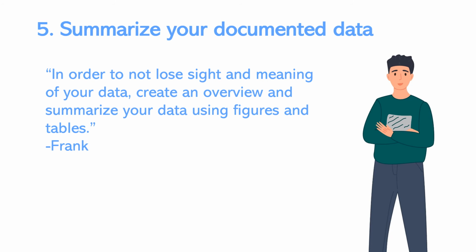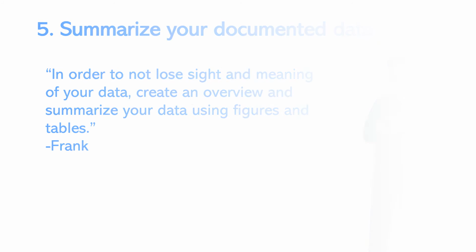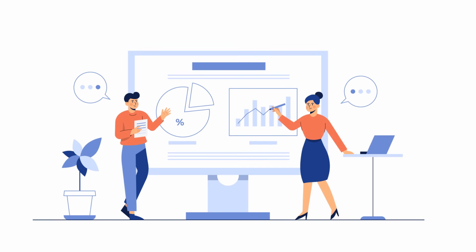Number 5. Summarize your documented data. According to Frank, in order not to lose sight and meaning of your data, create an overview and summarize your data using figures and tables. Summarizing your data regularly does not only help you keep track of your own progress, but it also makes it easier to communicate your findings to your fellow researchers.